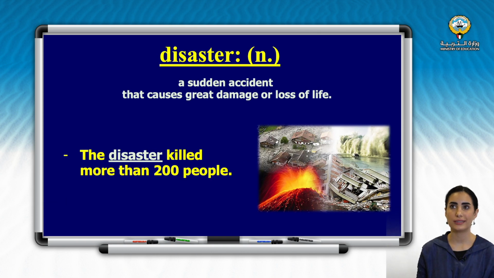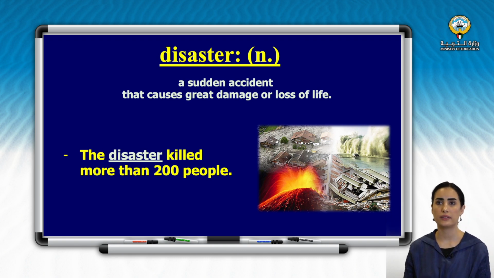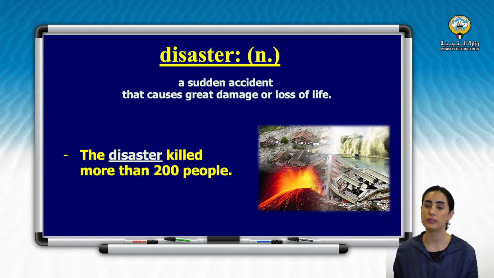Next we have the word disaster. So repeat after me. Disaster. Disaster. What part of speech is disaster? It's a noun. Good. So let's read the example. The disaster killed more than 200 people.